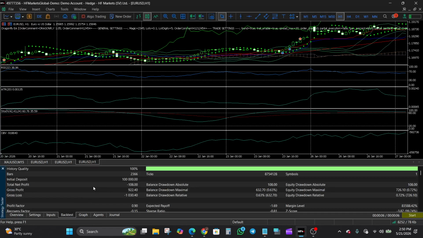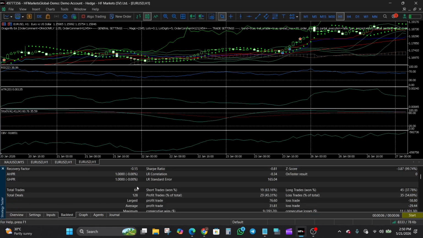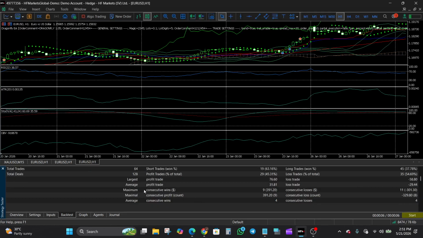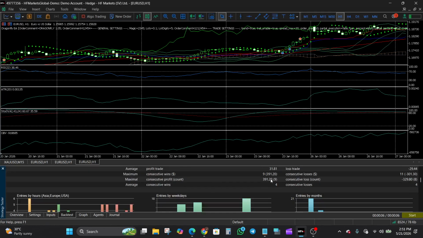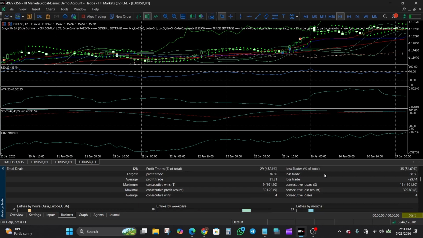We can see that from an initial deposit of 100,000, the total net profit is negative 108. And we can see that we are taking 64 total trades. The short trades are 19 with a 63.16% win rate, and the long trades are 45 with a 37.78% win rate. Then we have the largest profit trade at $76.6 and the largest loss trade at $58.8, while the average profit is 31.81 and the average loss is 29.44.